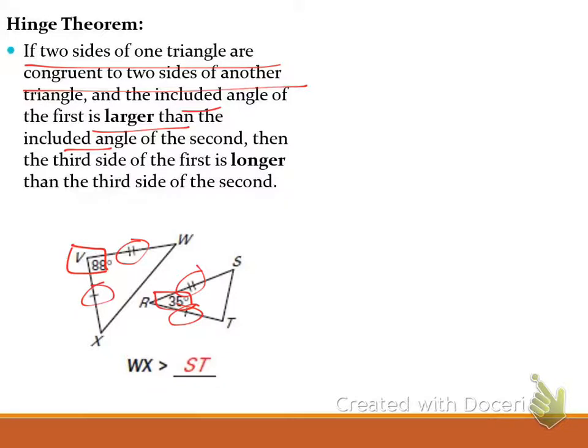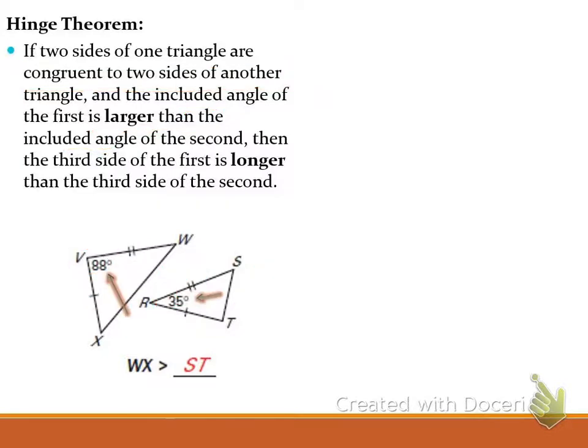the smaller angle. In other words, since angle V is bigger than angle R right here, that means that side WX is going to be longer than side ST. Okay? That should make a ton of sense. The big thing here is that you have to have two sets of congruent sides or this doesn't work.